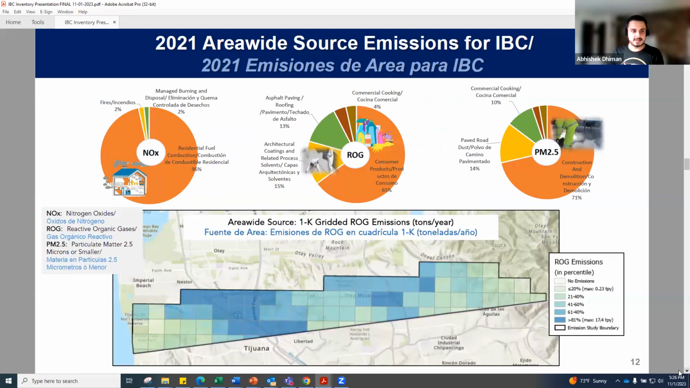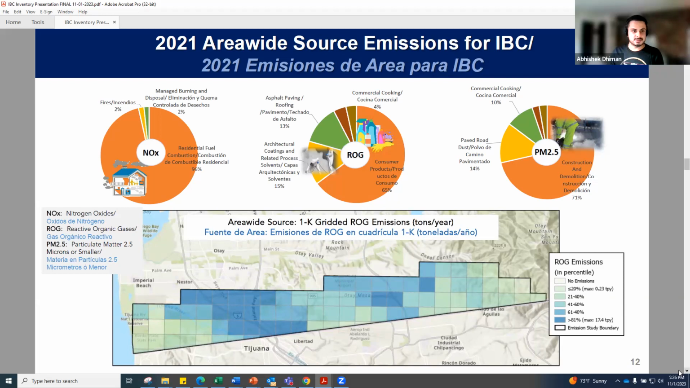This slide shows the area-wide source categories contributing to each pollutant's emissions in the community. Residential fuel combustion contributes most of the NOx emissions for area-wide sources. Fugitive dust from construction and demolition and paved road sources contribute largely towards PM 2.5 emissions. Lastly, emissions from consumer products contribute more than half of the ROG emissions, followed by architectural coatings and process solvents like cleaning solution and asphalt paving.